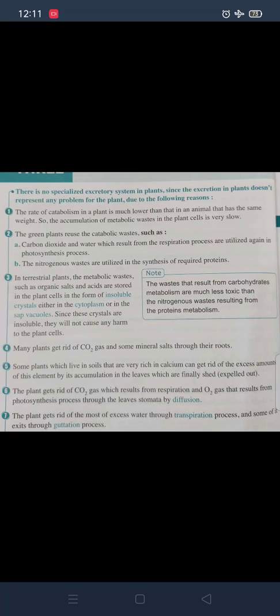The metabolism of plants is based mainly on carbohydrates more than proteins. So this reduces the excretory need, as the waste of carbohydrates is less toxic than the waste of protein. So the metabolic waste such as organic salts and acids are stored in the form of insoluble crystals. These crystals accumulate in the cytoplasm or in the vacuoles of the cell, and these crystals are insoluble and cause no harm to the cells.